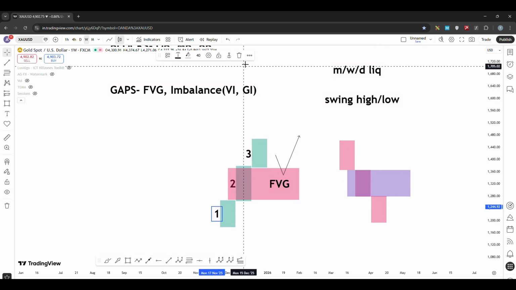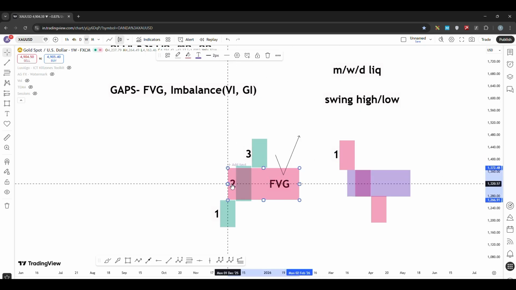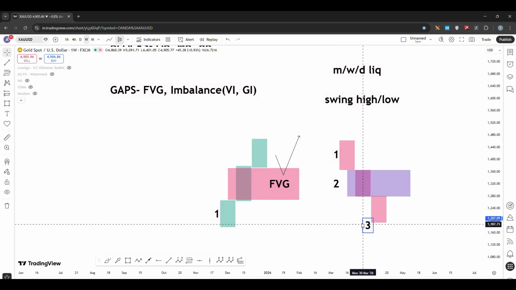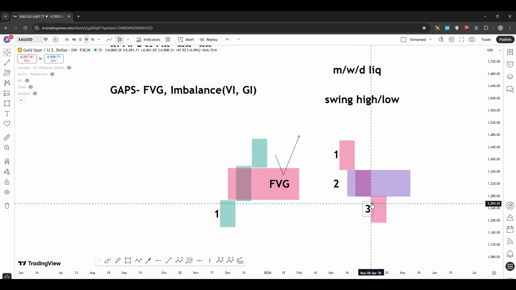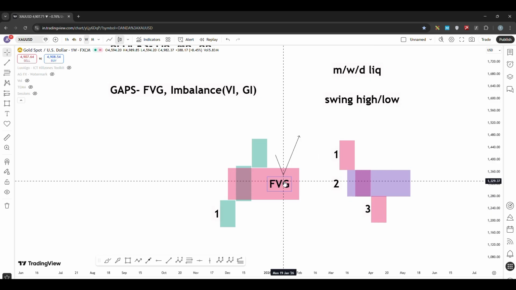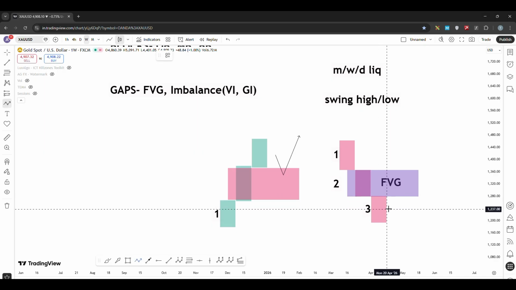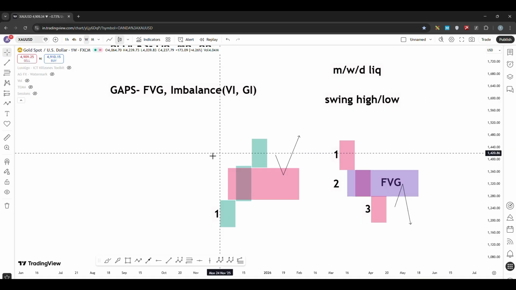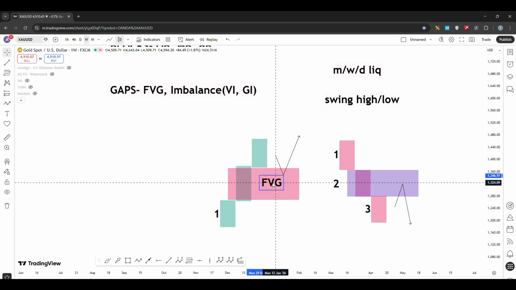In this case, this is going to be our candle number 1. This is going to be our candle number 2, and this is going to be our candle number 3. So when we see that the candle 1 and 3, they're not touching each other, they're not in contact, then the gap between these two will be called our fair value gap. And in this case, you can expect that market will retrace to the fair value gap before dropping further. Okay, this is the concept of fair value gap. Now you have understood what a fair value gap is.